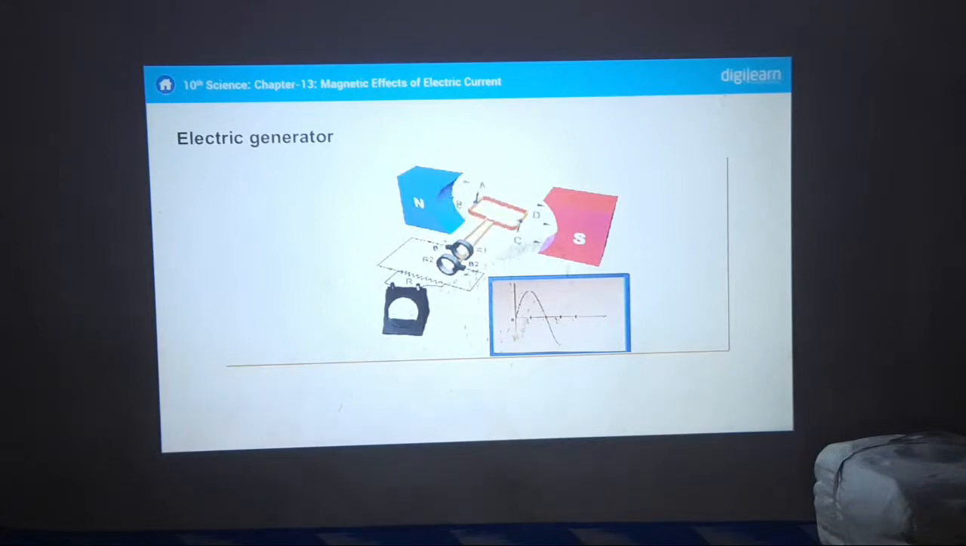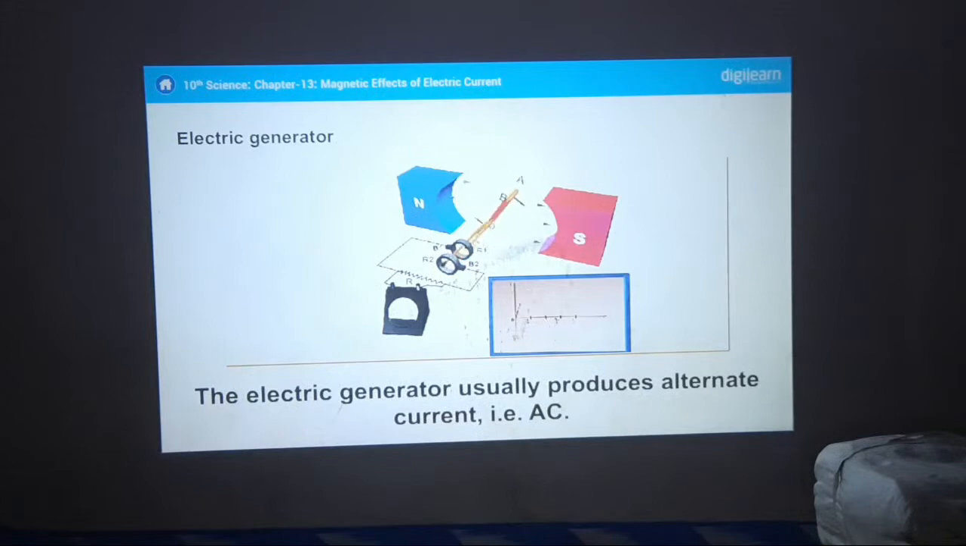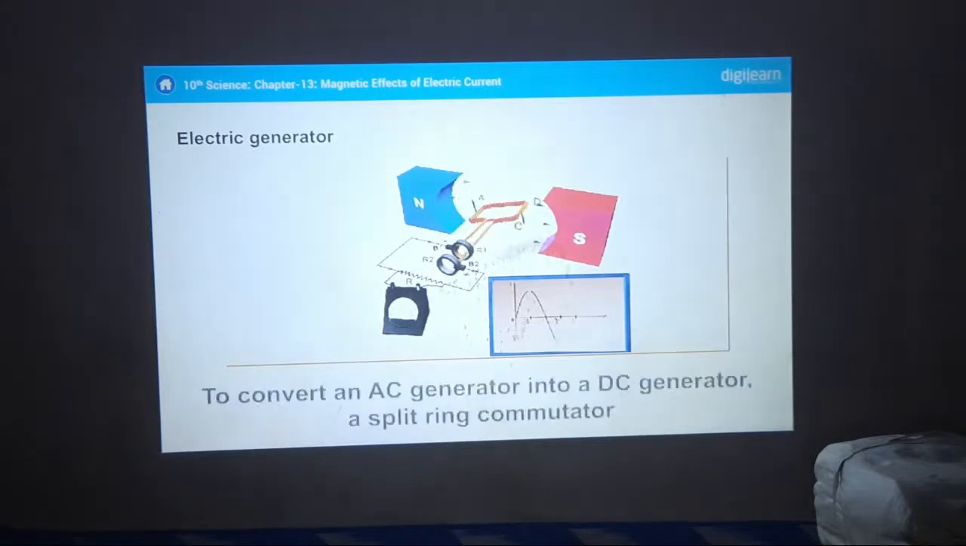Due to this, the electric generator usually produces alternate current, that is AC. To convert an AC generator into a DC generator, a split ring commutator is used. This helps in producing direct current.